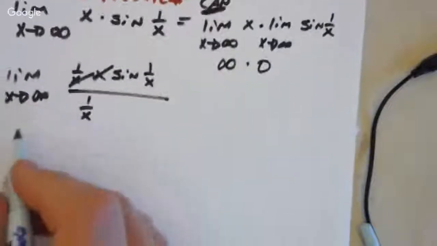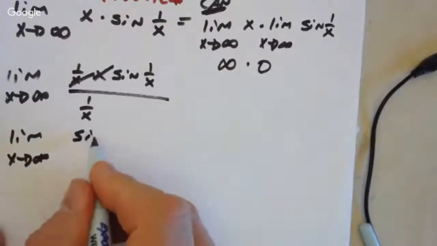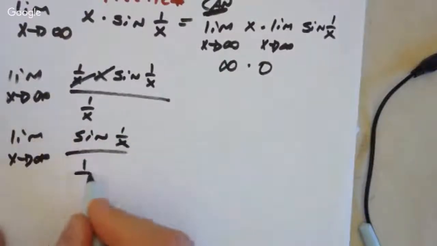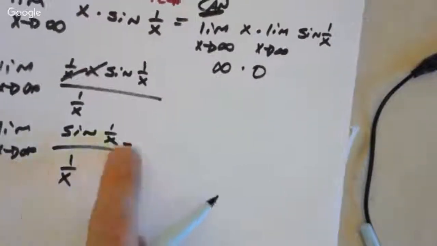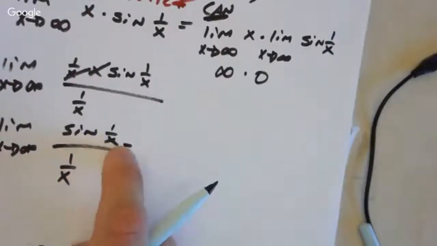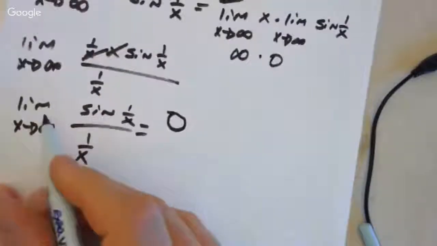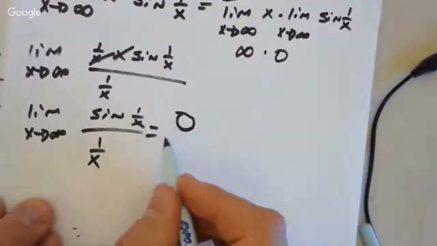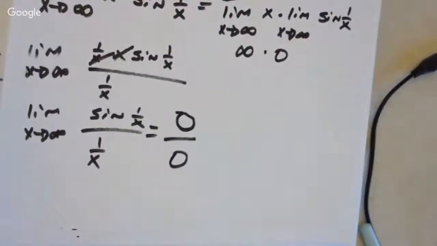Right, goodbye. So now I can break this up into the limit as x goes to infinity. The top goes to what? Well, let's plug it in again. If we plug in a really large number, 1 over a really large number is going to get really close to 0. Sine of 0 is going to get really close to 0. And 1 over x, as we plug in a really big number, is going to get really close to 0. So now, good news, we have a what? An indeterminate form.